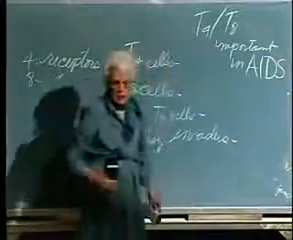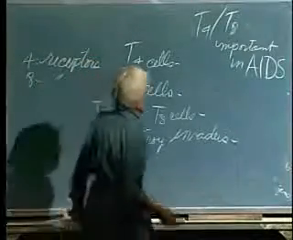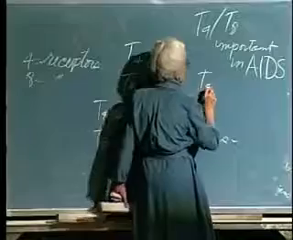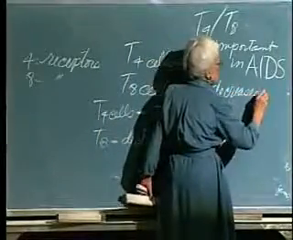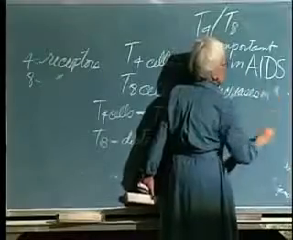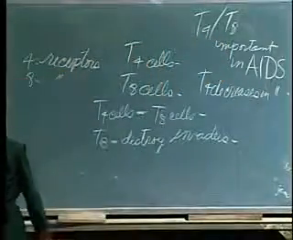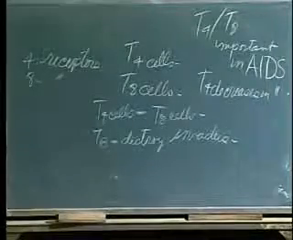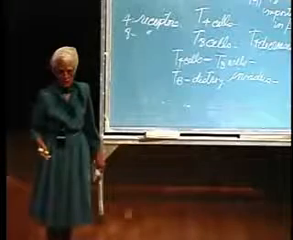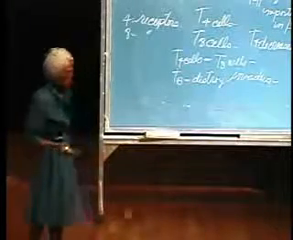In AIDS, the T4 decreases. So if you've had a test for AIDS and you find that you have decreased T4, immediately request that you have a recount, because T4 fluctuates. Don't just go home and cry.